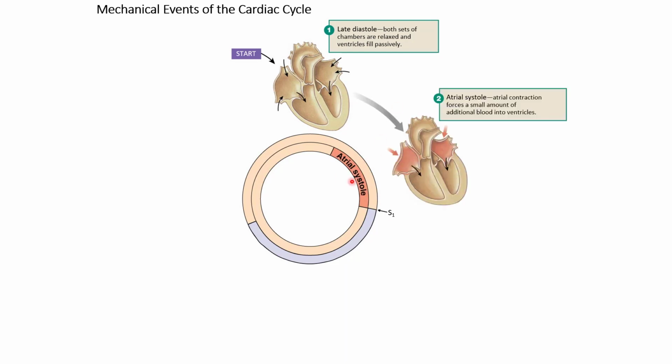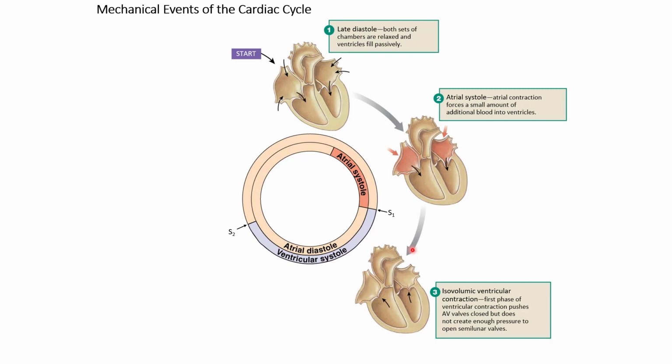As we start depolarizing the atrium and then contracting those atrial muscles, we go into what's called atrial systole. The atrium starts to contract, which forces blood out of the atrium into the ventricle. For a period of time, as we build that pressure, we're going to force open our tricuspid and bicuspid valves.